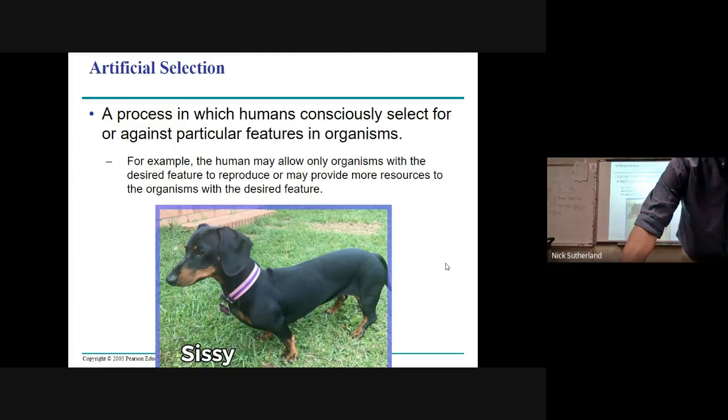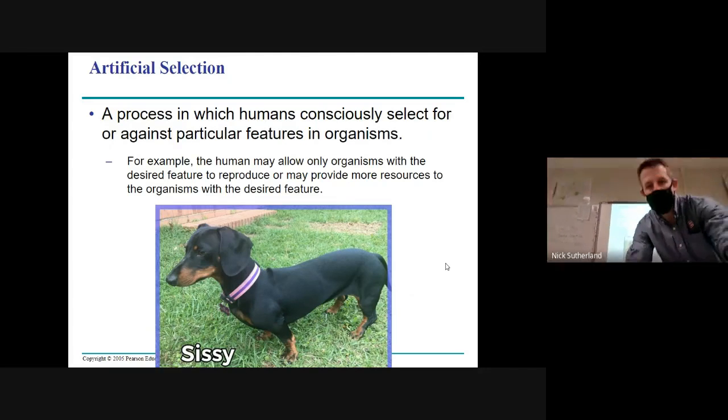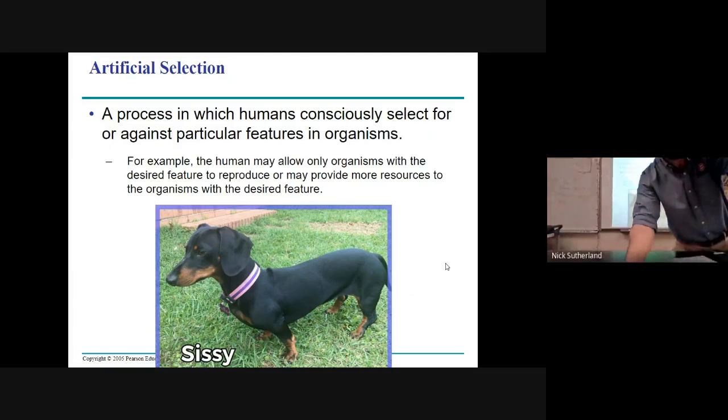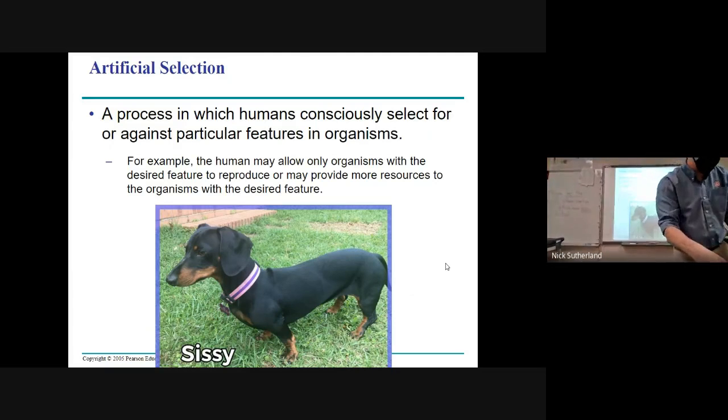So artificial selection is a process in which humans consciously select for or against particular features in an organism. It's done very much the same way that the environment would select for a specific trait, like the dark bark in an industrialized nation selects for the darkly colored moth in that particular region because the dark moth blends in. With artificial selection, human beings only allow certain organisms of a particular breed or species to reproduce.